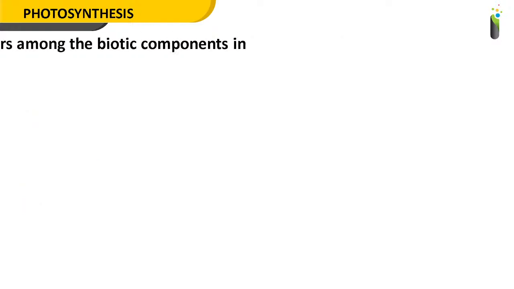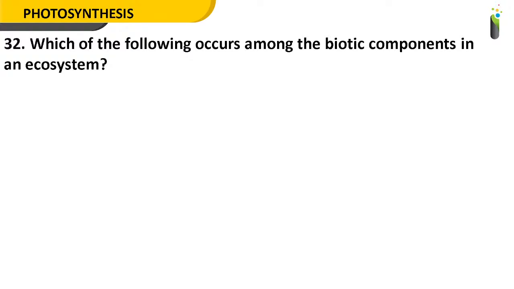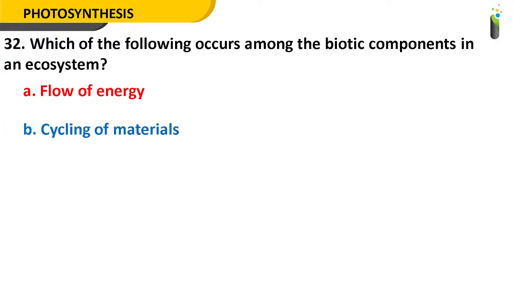Coming to the next question, number 32. Which of the following occurs among the biotic components in an ecosystem? A. Flow of energy. B. Cycling of materials. C. Consumers. D. Both A and B. So, which of these occur among the biotic components in an ecosystem?